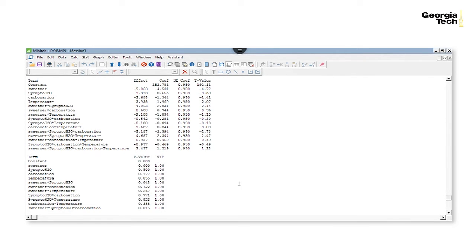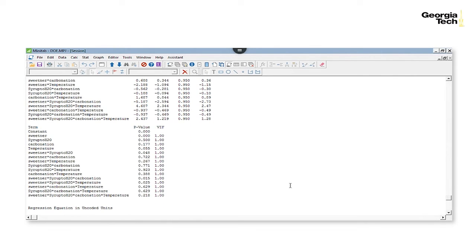Here is an ANOVA table. The p-value column is here, and you can see which ones are significant. And as I said, factor A is significant. The 2-way interaction and 2 of the 3-way interactions are significant. And factor D is very close to being significant.